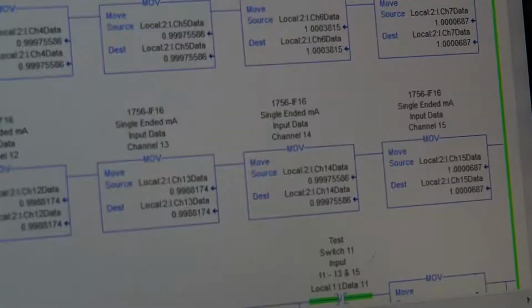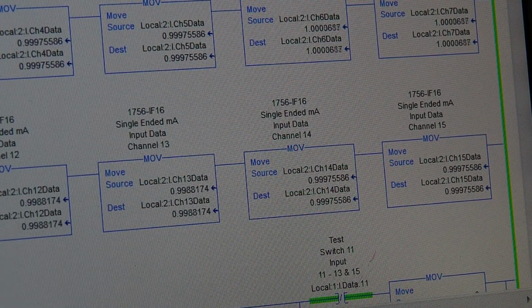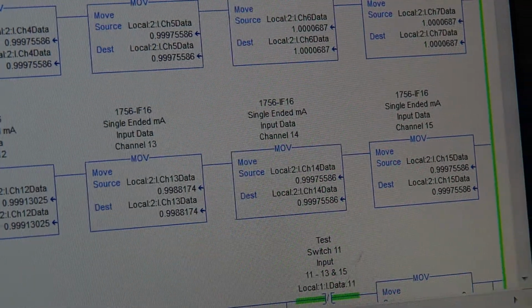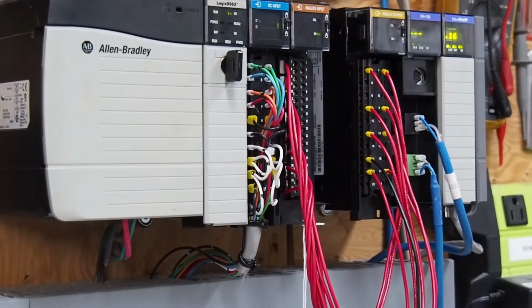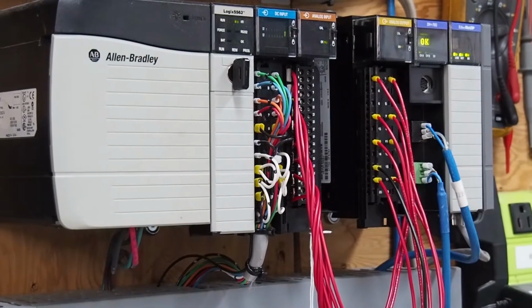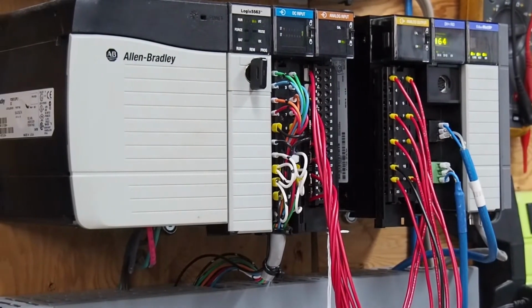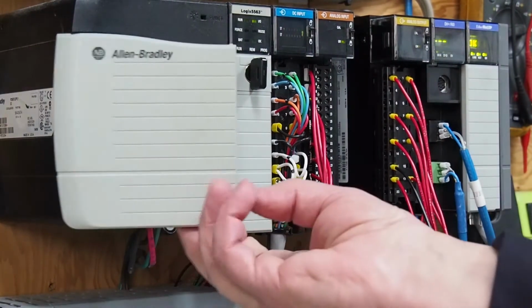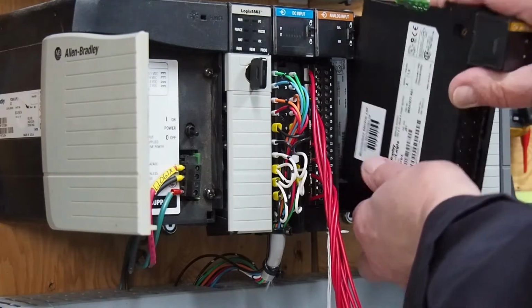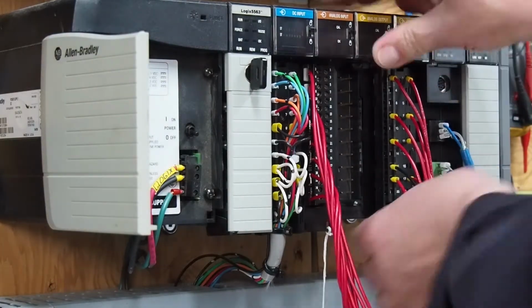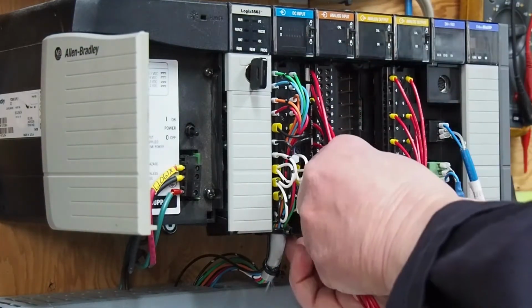So that shows that yes, everything on this card in voltage mode is good. So now I'll swap around here and change the system to milliamp mode. So it's just a matter of adding our second card, because of the way it's set up, as you've probably seen in the other video.